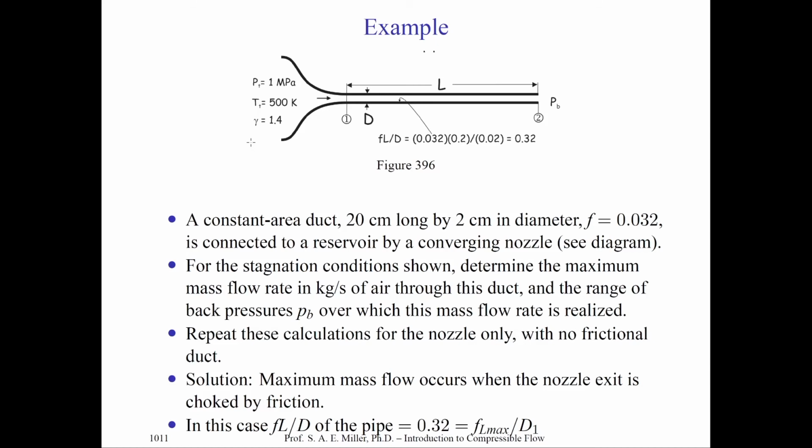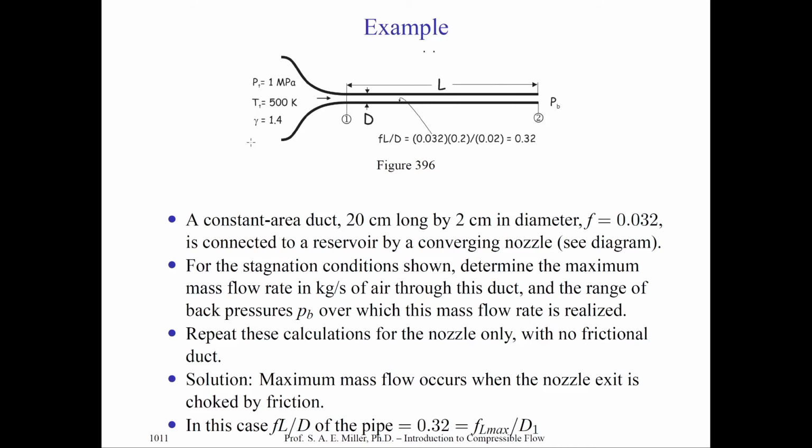We can go through the problem I just illustrated to determine the maximum mass flow in kilograms per second of air through this duct. And we can also look for a range of back pressures where this mass flow rate is indeed realized. We'll then repeat the calculations for the nozzle only with no frictional effects and compare the two. We'll look for these values. Let's look at the solution.